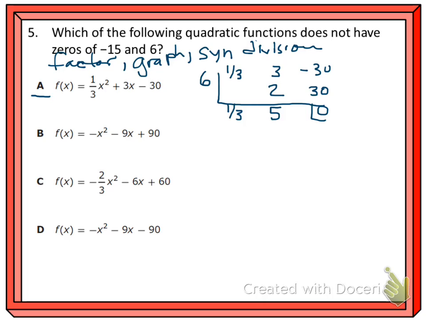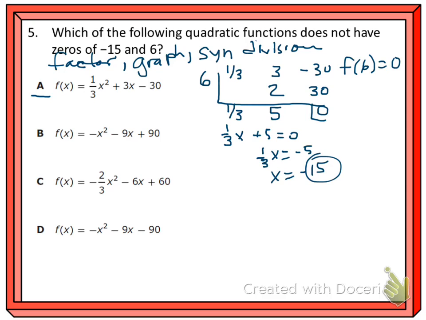the function. Remember, if I were to stick 6 in for the function, the remainder there is what the answer would be. Okay, so the part that's left over here, this is 1/3 x plus 5 is equal to 0. Subtract over the 5 and multiply by 3, so x is equal to -15. So it looks like both of these worked out, and 6 and -15 are zeros of that first equation. But that's not what we were looking for. We were looking for not zeros.